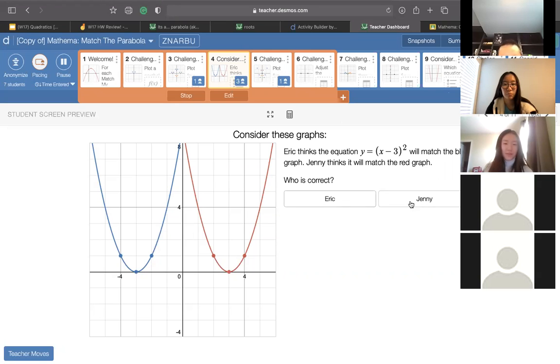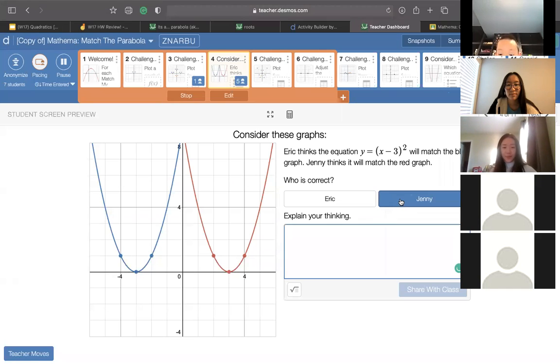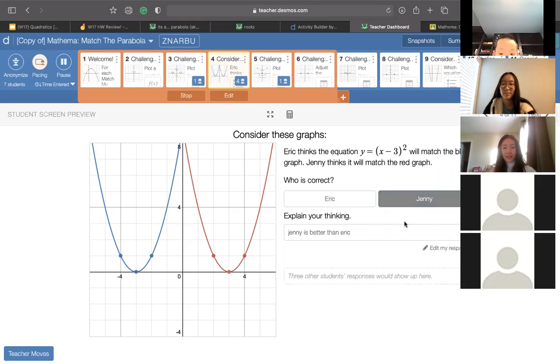Eric. Why do you think it's Eric? Because in the parentheses it says -3, and -3 is the vertex for the blue one. For the red one, it would be +3. Okay, so you have the right thinking, but you have to flip the sides. So it's actually Jenny. Yeah, you got it right. I was thinking that, but I didn't want to interrupt Anakit. Sorry, Anakit.